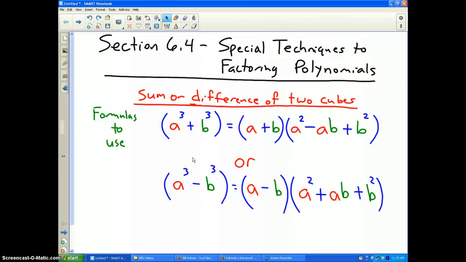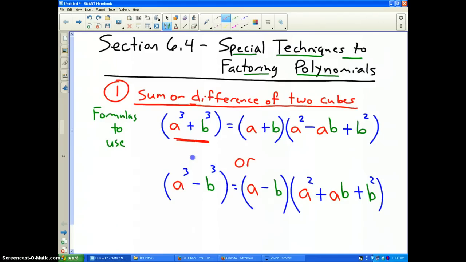The last part of section 6.4 deals with special techniques for factoring polynomials. Now these techniques will maybe only be used 15 to 20% of the time, but it's something that you need to see and be able to recognize. The first technique that we're going to talk about is the sum or difference of two cubes.